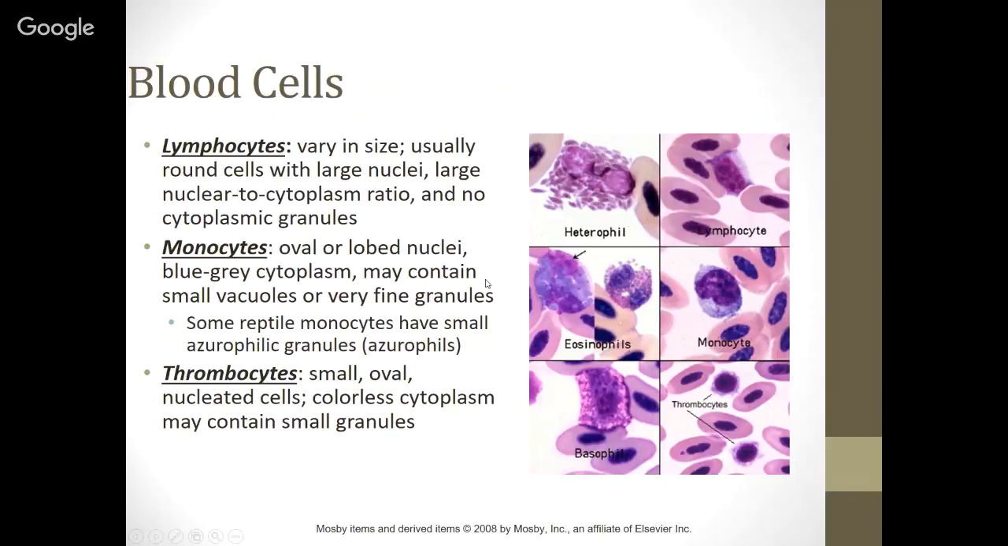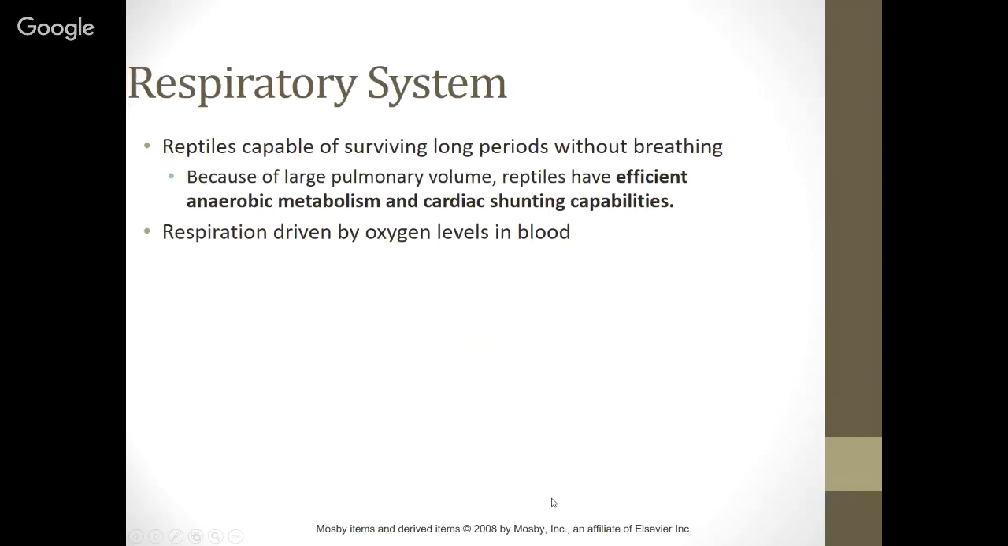Monocytes are oval or lobed nuclei, blue-gray cytoplasm. They may have some small vacuoles or very, very fine granules within them. Some reptile monocytes actually have small azurophilic granules, azurophils. Thrombocytes are small oval nucleated cells with a colorless cytoplasm that may contain some small granules.